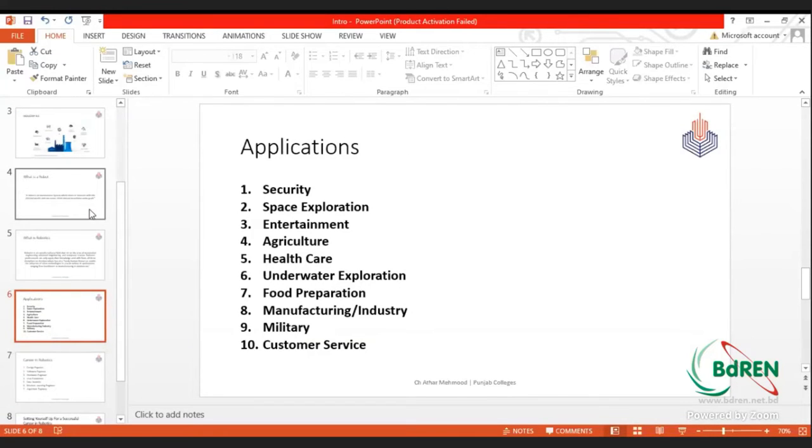So if we talk about applications, there are security, space exploration, entertainment, agriculture, healthcare, underwater exploration, food preparation, manufacturing, industrial automation, military, and customer services. So there is a question: what are the security applications, and what are the space exploration applications, and how is robotics working in security and all these aspects? So let's come to the point. Just a minute. Is it visible, right? Yes. Okay, thank you.